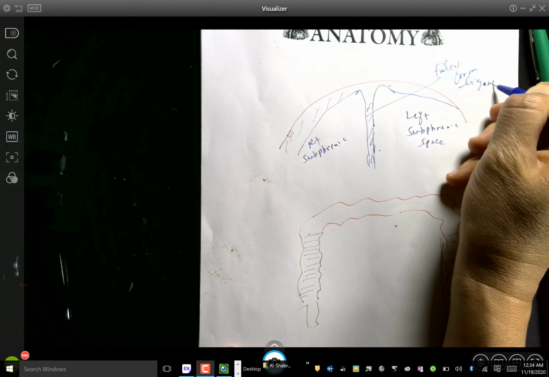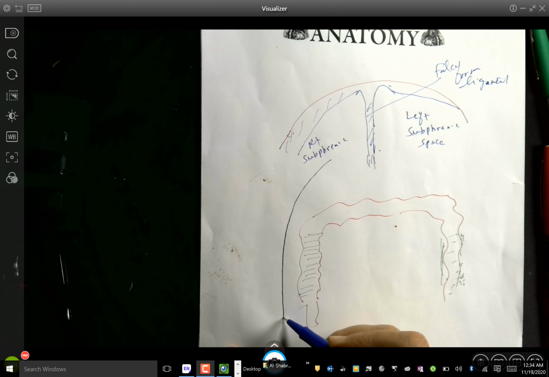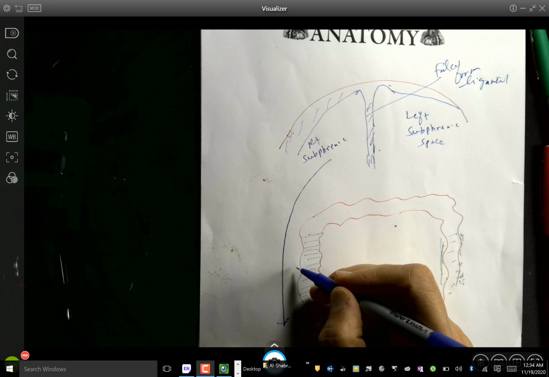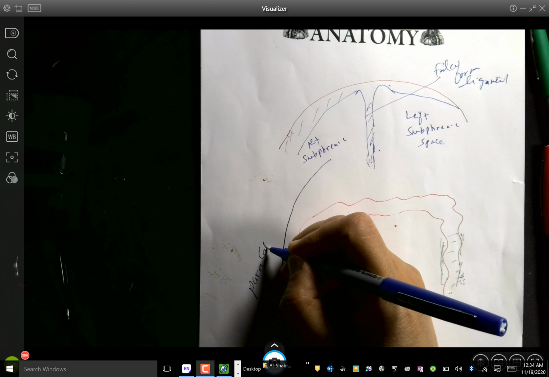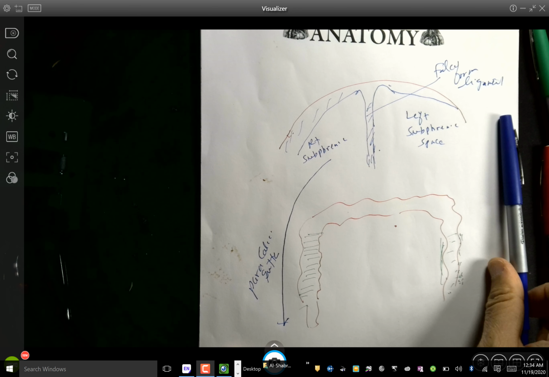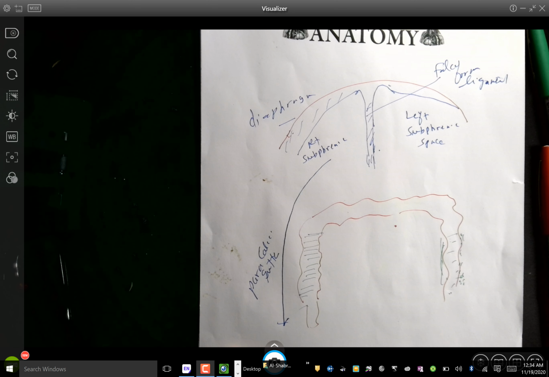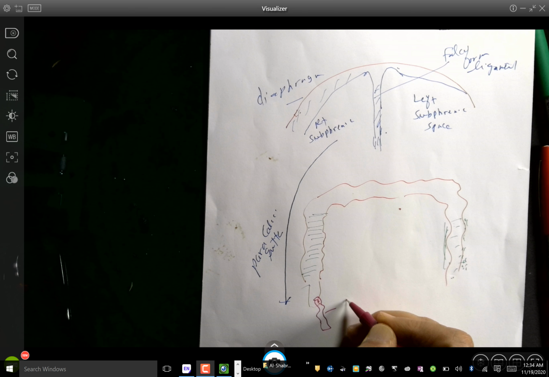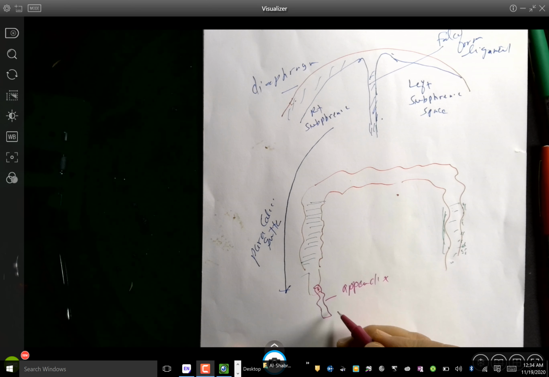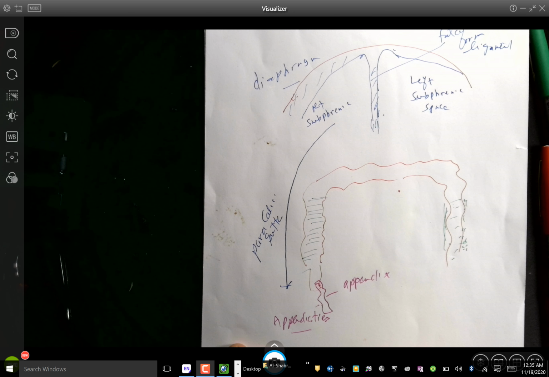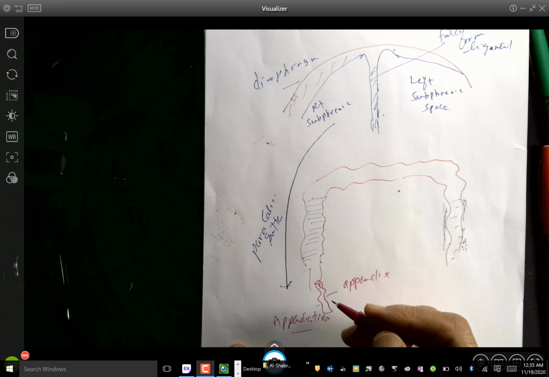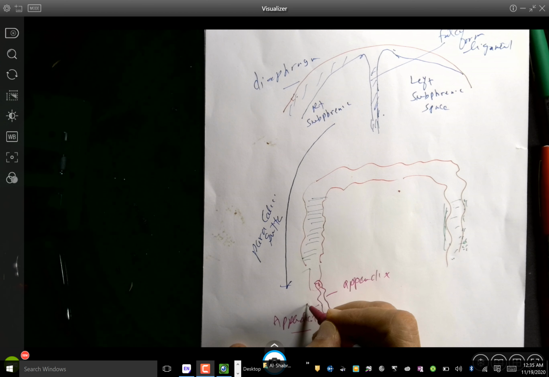If you see, you will see that the right subphrenic continues down here with the right paracolic gutter. This is the paracolic gutter. Okay, why is this important? This is the diaphragm again. Why is this important? Because which organ is here and commonly infected? Appendix. Imagine that there is appendicitis. You don't get surprised if there is a ruptured appendix. One of the most fatal complications, let us say it can be fatal, is peritonitis, and this can spread until it reaches this space.